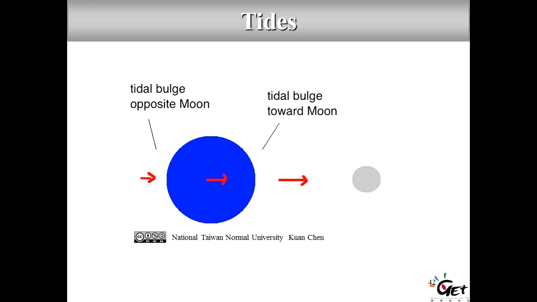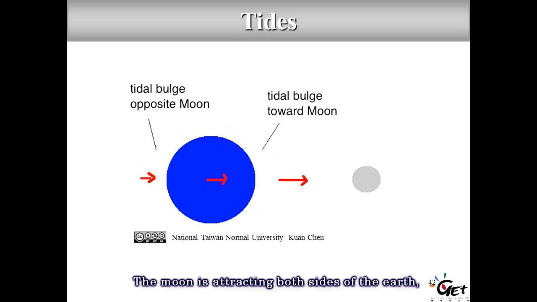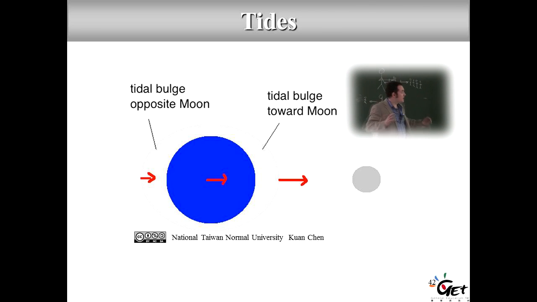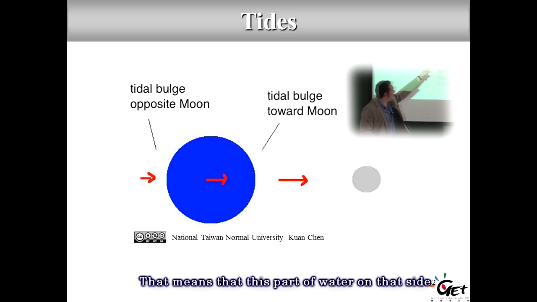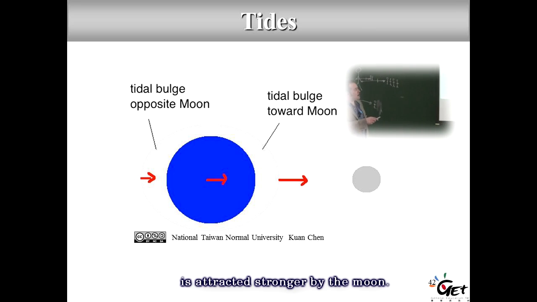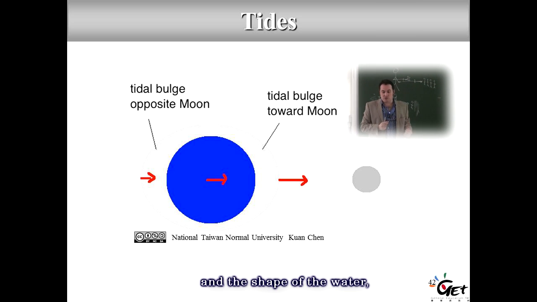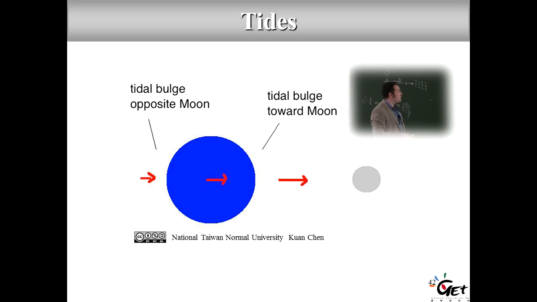Okay? The moon is attracting both sides of the Earth, but due to the different distances, with different forces. Here it's stronger, and here it's less strong. So as a result, Earth has a net effect in that direction. This is creating a tidal bulge. That means this part of the water on that side is attracted more strongly by the moon. So it's deforming the shape of the atmosphere and the shape of the water ocean. Actually, the shape of the Earth as a globe, like a potato.